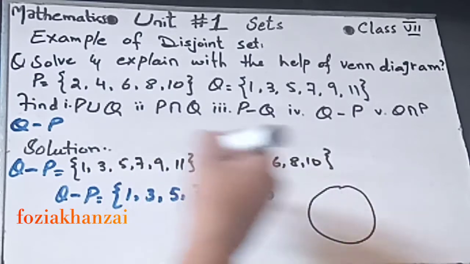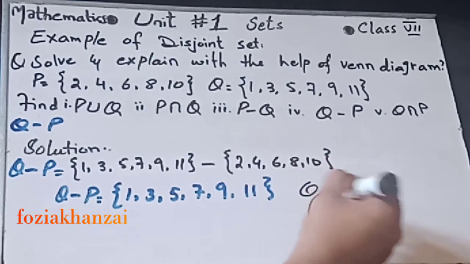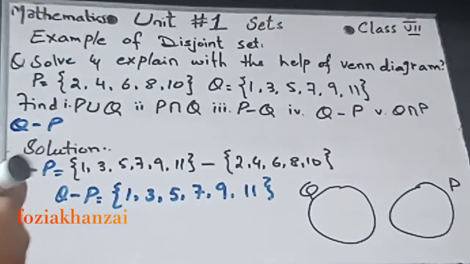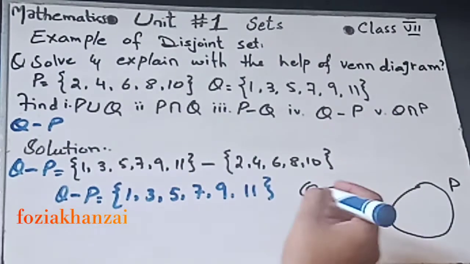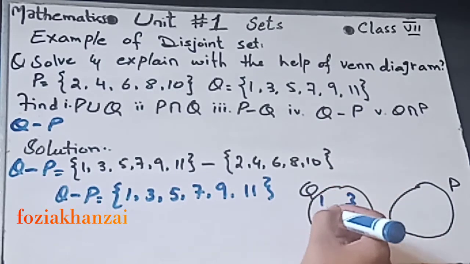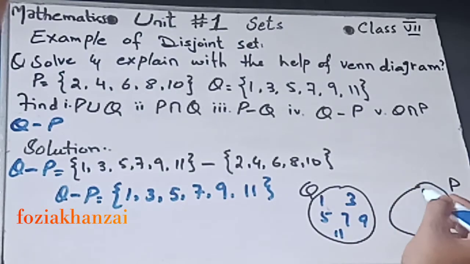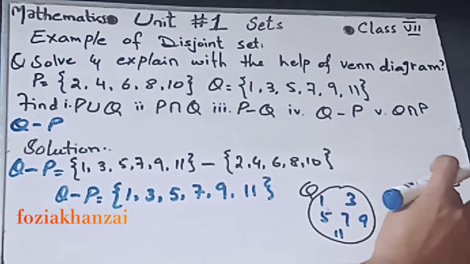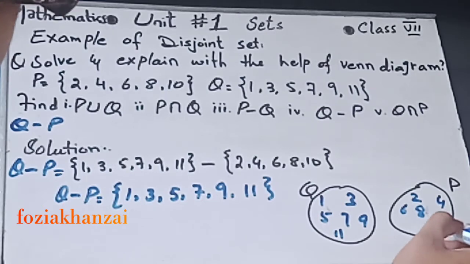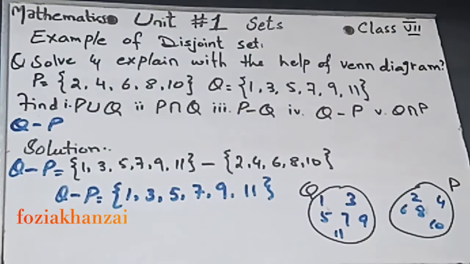Set Q, we find Q difference P. So first we draw set Q, then set P. Elements of set Q: 1, 3, 5, 7, 9, 11. Set P: 2, 4, 6, 8, 10. Okay, now the elements of set Q would be the answer.